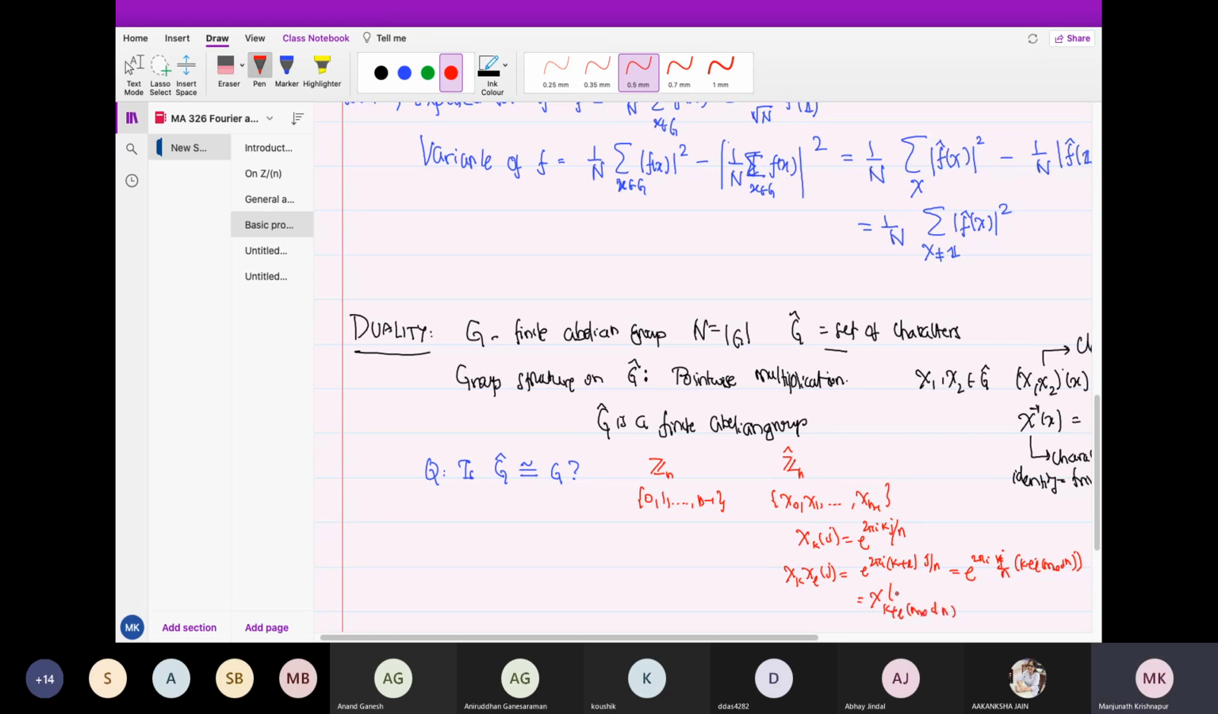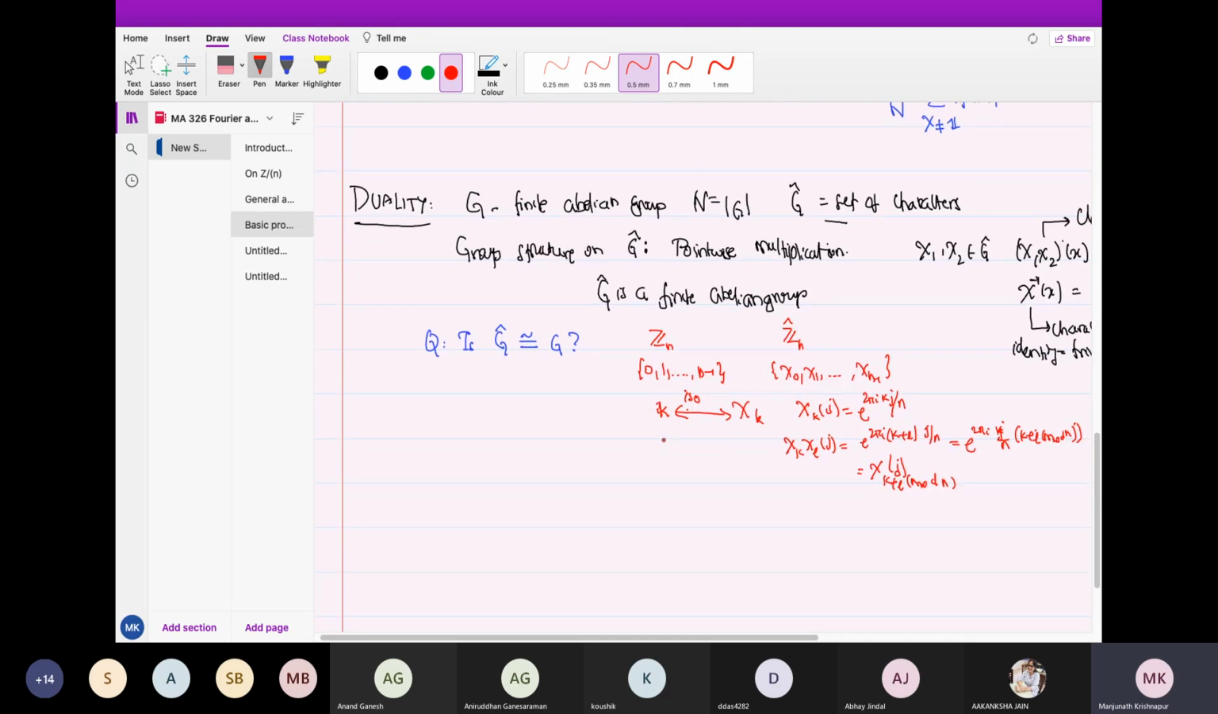That's what I mean. So it's clear that k going to chi k is an isomorphism. Here the addition is modulo n and chi k chi l is exactly chi k plus l mod n. So this is an isomorphism, right? So it's clear that this is an isomorphism.